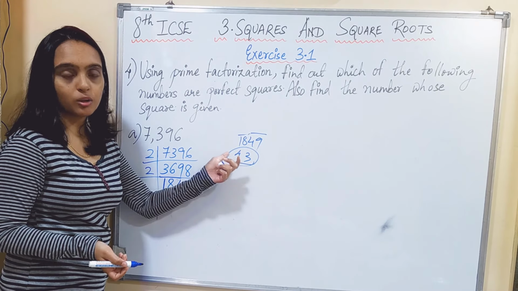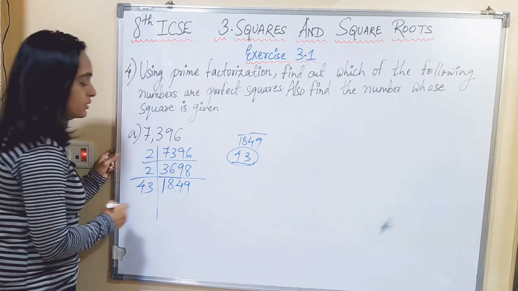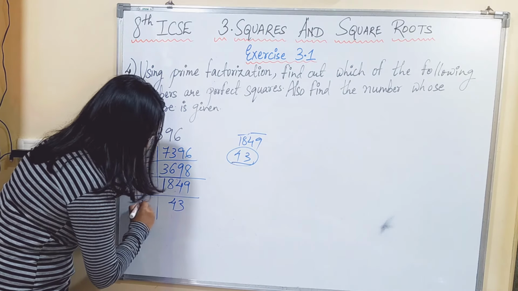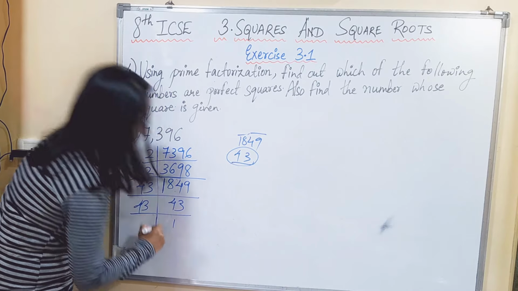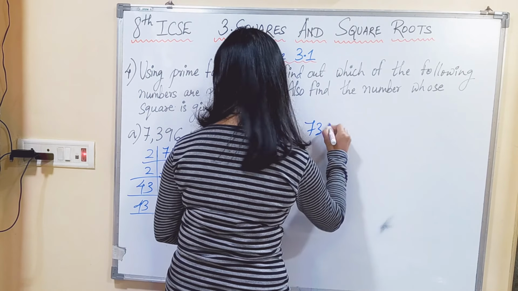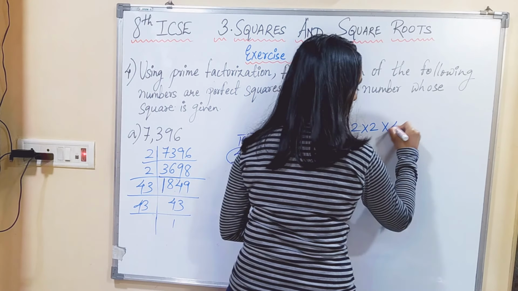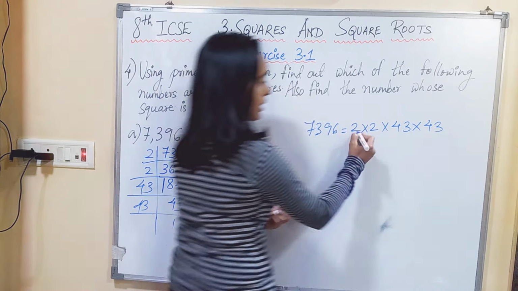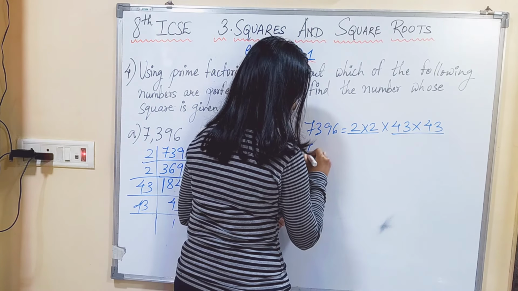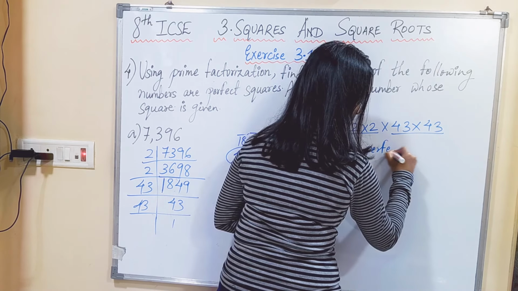I have again done the long division method, which we will be studying later on. So 43 is 1849, and then 43 ones are. So factors of this number can be written as 7396 equals 2 multiplied by 2 multiplied by 43 multiplied by 43. As we can pair this number, it is a perfect square. So therefore 7396 is a perfect square.